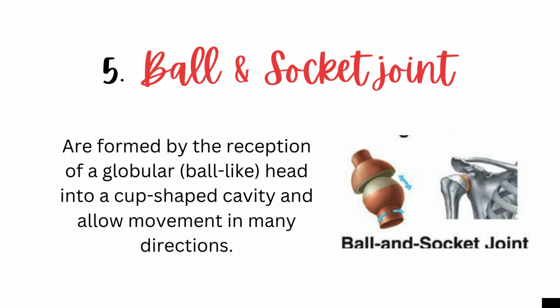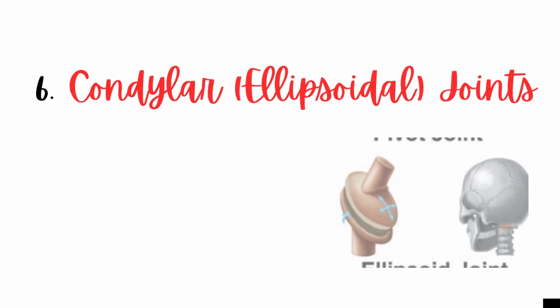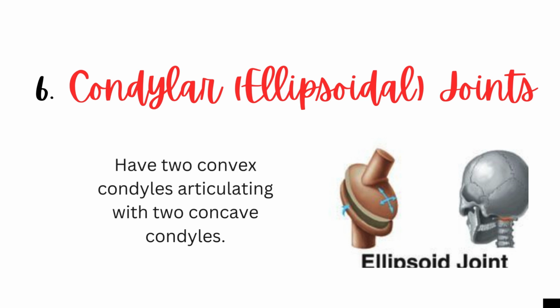Now here we are at the last part of the video, which is the condylar joint, also termed an ellipsoidal joint. This is a joint that allows only two types of movement, flexion and extension, as occurs in the wrist. The wrist joint is a condylar joint, also termed an ellipsoid joint. The main feature of this joint is that two convex condyles articulate with two concave condyles. That is seen at the wrist joint, so the wrist joint is an example of the condylar joint.